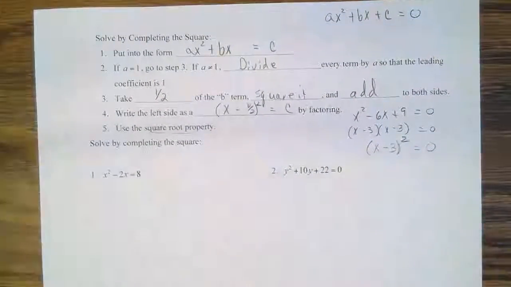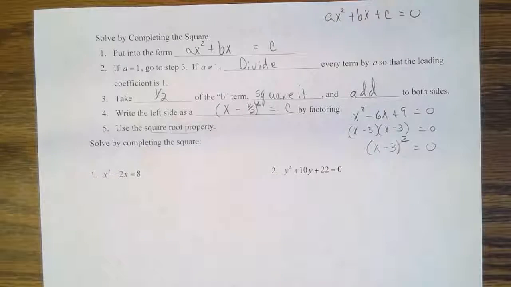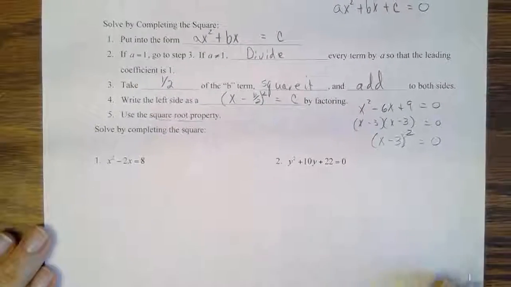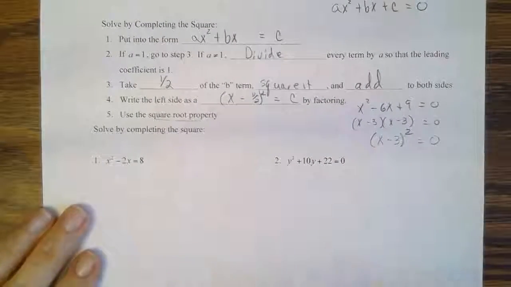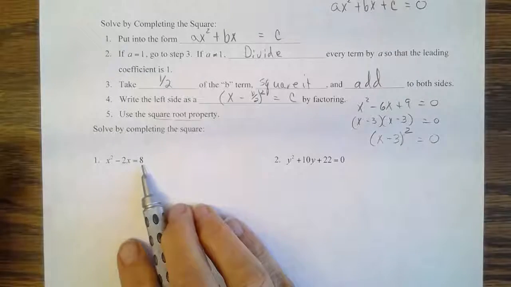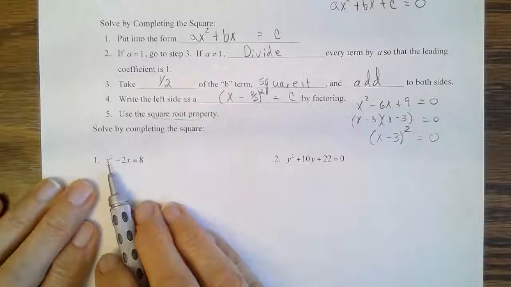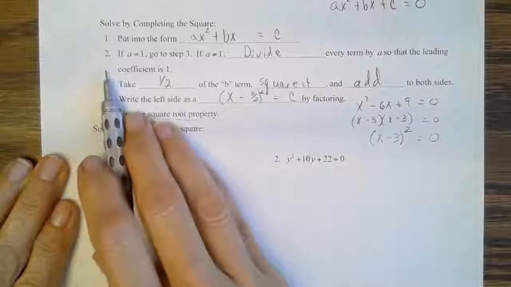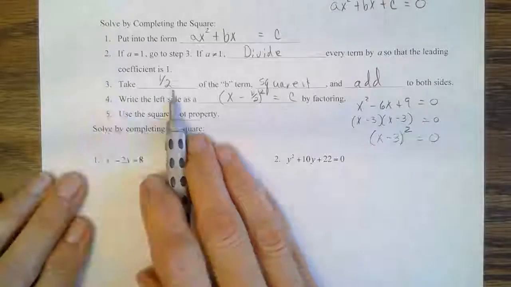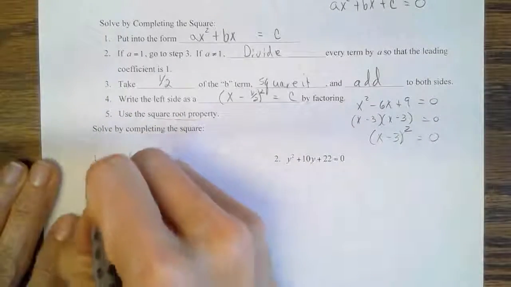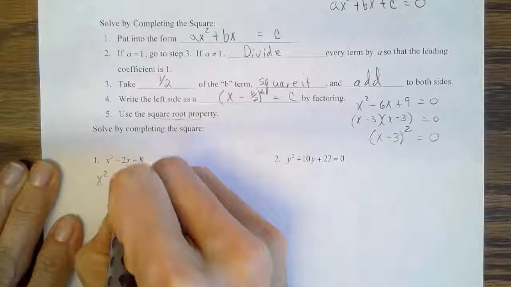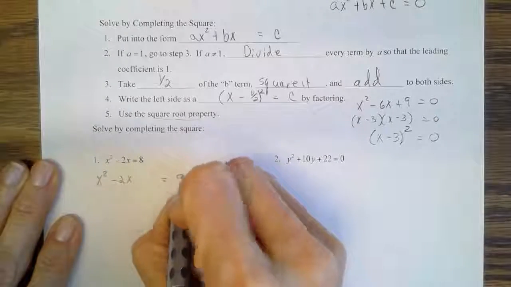Okay, so let's see this in action. How do I solve by completing the square? Well, this first problem is actually very nice to set up because we don't have to do anything. In fact, we've already got the 8 on the right-hand side of the equal sign. We've already got a 1 in front of our square term. So we're actually skipping step 1, skipping step 2, and going directly to step 3. Now I'm going to rewrite this so that I have some space and do this.